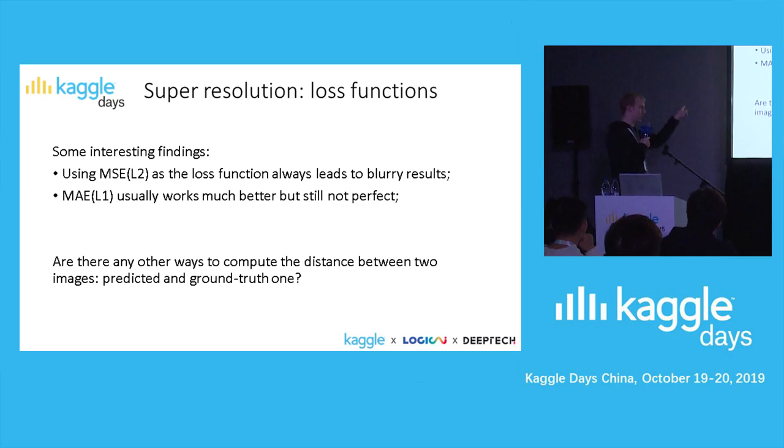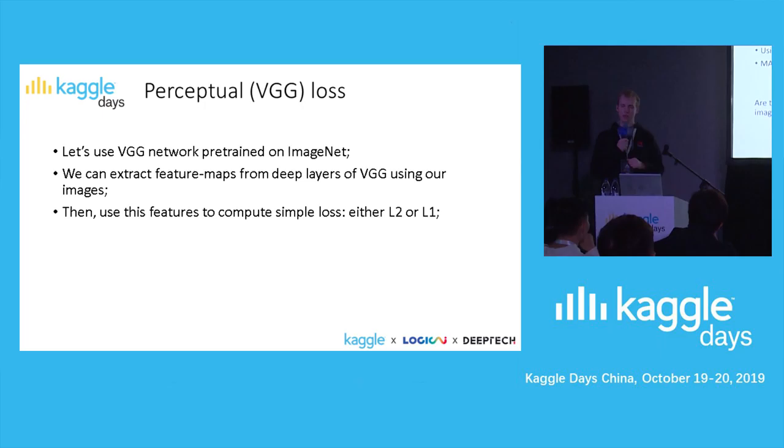So the loss function should be something like a distance between two images, between the predicted one and the target one. Are there any other ways to compute the distance between images? Any ideas? Nice answer. I like VGG loss. Discriminator loss, yeah, adversarial loss, which we considered before in the second approach.